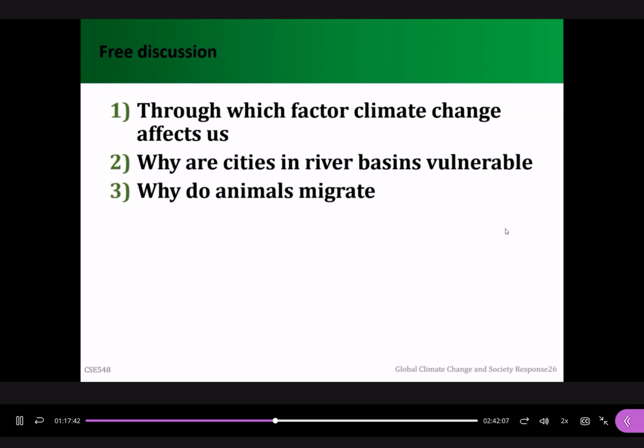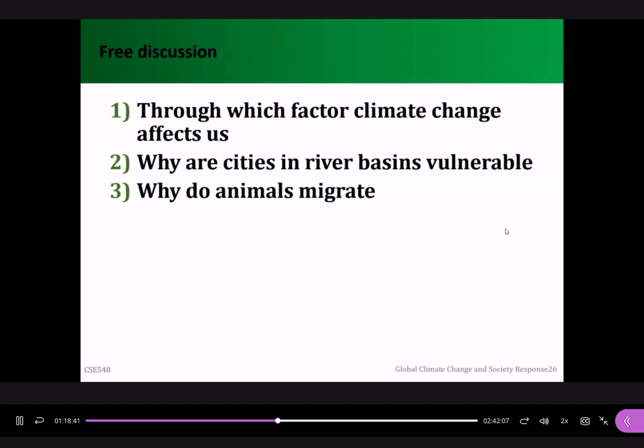So why are cities in river basins vulnerable? Because climate change will cause the variability of the precipitation. So it can cause heavy precipitation in some regions. In this case, it will cause the flooding of the river basins. Possibly it will flood the city. For some regions, drought is a typical feature of climate change. So it will reduce the runoff of the river. So it will lower the river surface and threaten the water resources of the cities along this river.